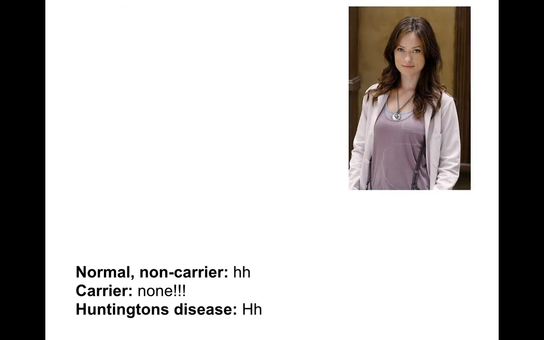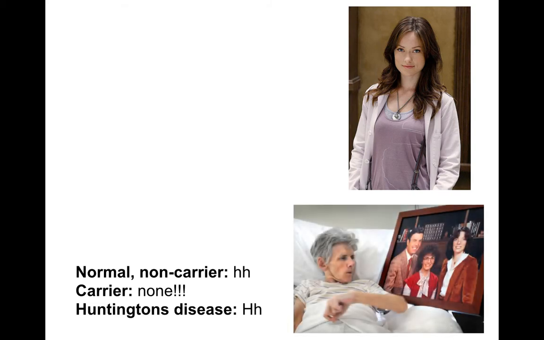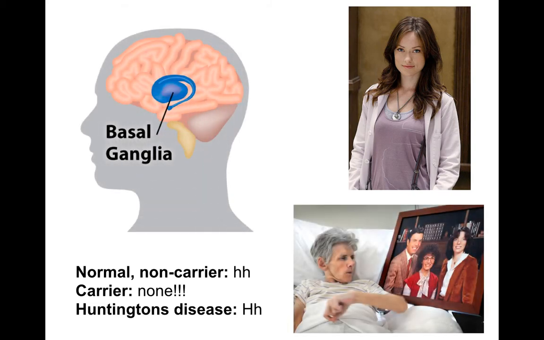If you've ever seen the show House, this doctor was diagnosed with Huntington's because she knew that her father had the disease. And the weird thing about Huntington's disease is that an individual doesn't know that they have the disease until around the age of 40. There are tests that you can do to find out if you have it, but oftentimes people don't know that they have it before they have children and then pass on their trait. It affects the basal ganglia of the brain.